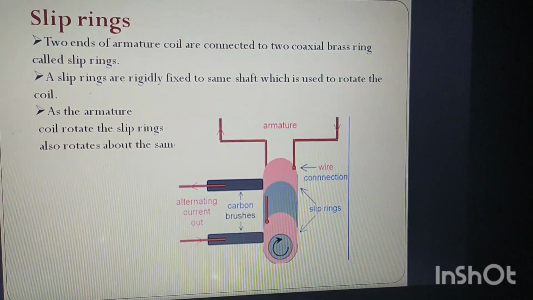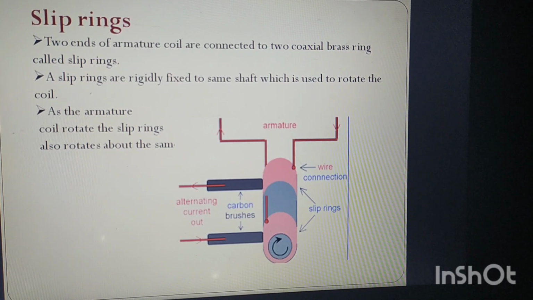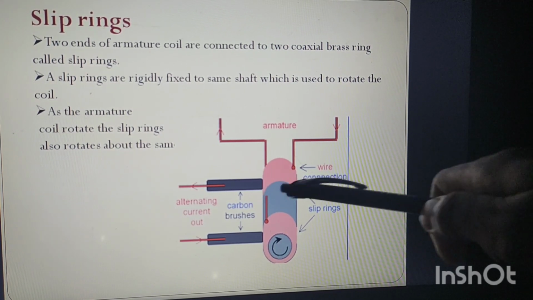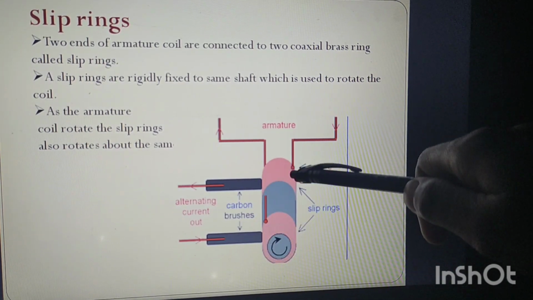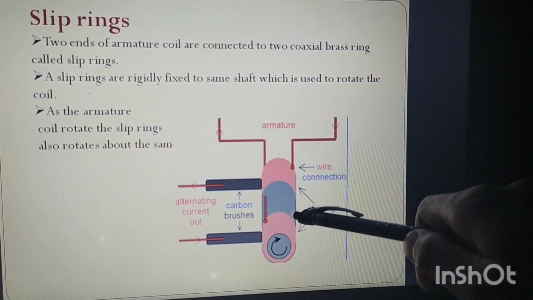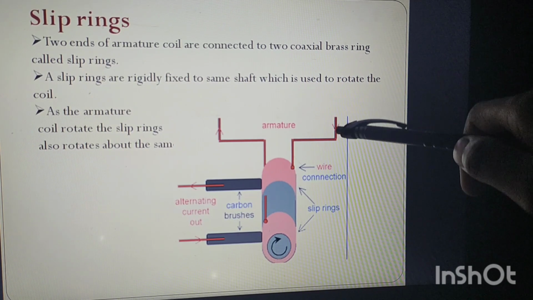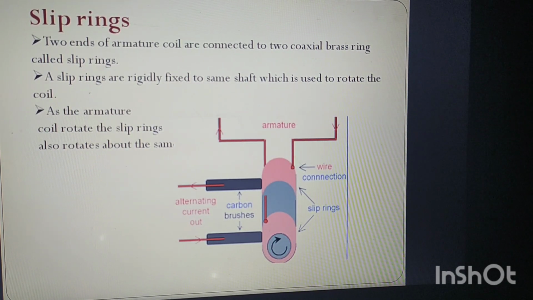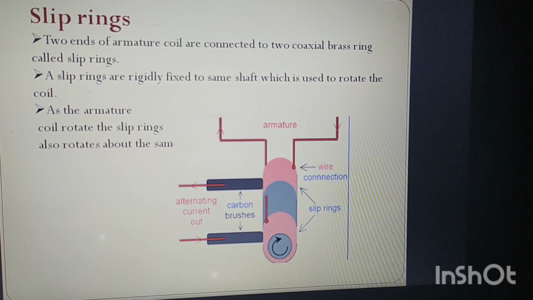Now, rotation of slip rings about the same axis. As you can see, these are the two carbon brushes, and we already told about the slip rings. This is the wire, and this is the coil. This is the armature, the coil, which here is a rectangular coil.